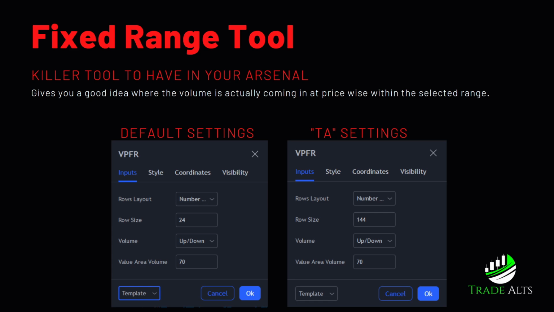I mean, you can still use it, it's fine. But I just prefer 144 because it's easier to see. And sometimes the point of control will vary. So that's very important. So with that said, let's move on.